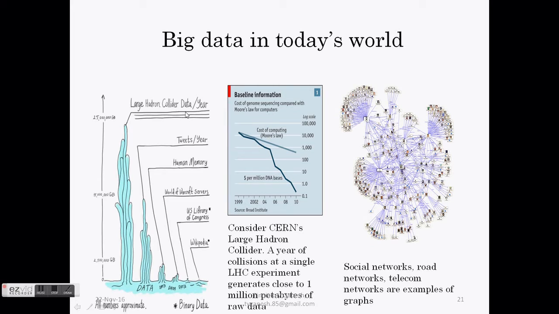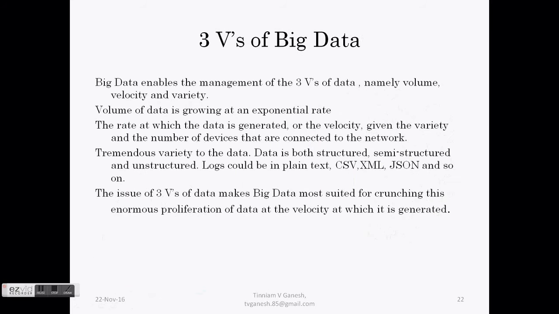So here in this chart we see the data. The Large Hadron Collider generates about 25 petabytes of data per year, and then there are tweets per year, human memory, etc. And here even social networks, road networks, and telecom networks are also examples of big data.